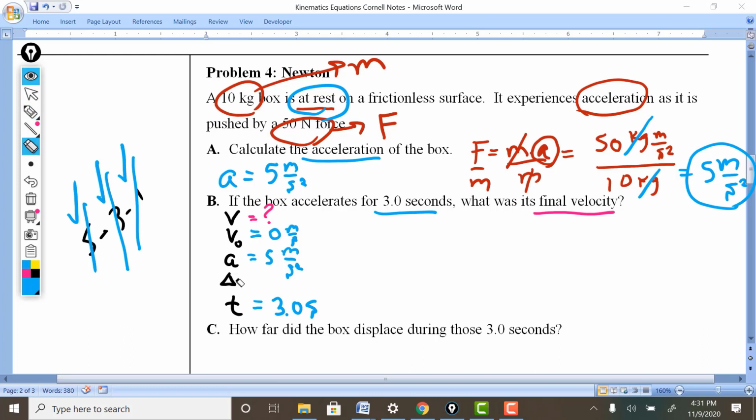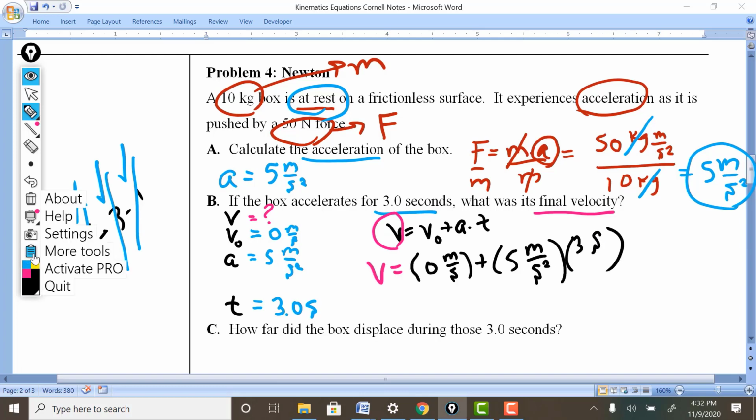We don't need this variable, so I'm going to erase it. Which formula uses all 4 of these? Well, that looks like the first formula. And we're looking for v, so this is really convenient because it's already solved for v. This is a nice problem. It's already solved for v. So I'm going to just go ahead and plug in these numbers.